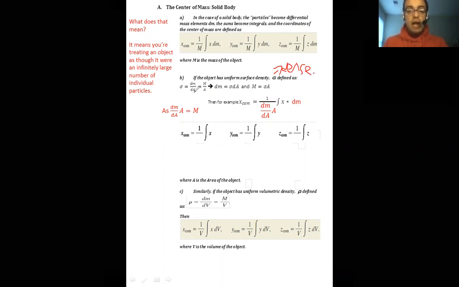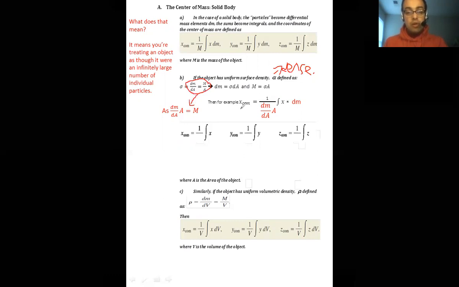Rho is defined as dm by dA, and big M over A. So the density is dm by dA, which is equal to M over A, where A is the area. We can do a little bit of rearrangement, and we find that M is equal to rho times A, and as dm by dA, A is equal to m, we can, again, rearrange this a little bit.